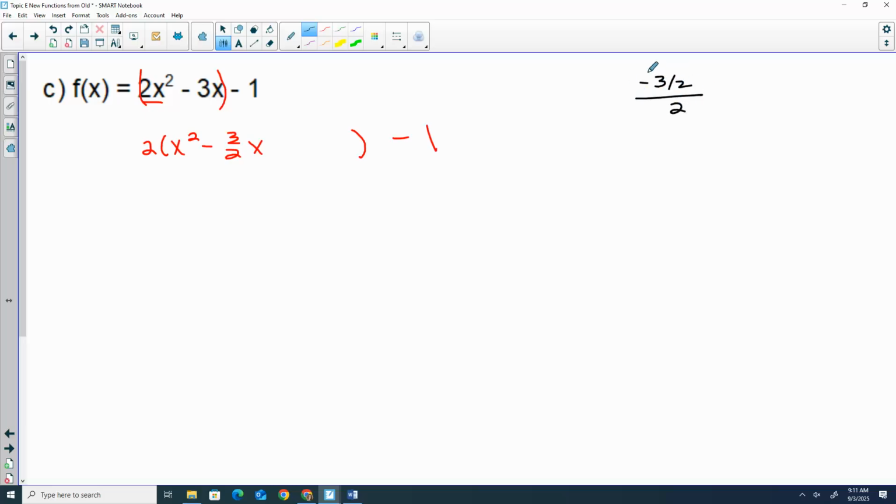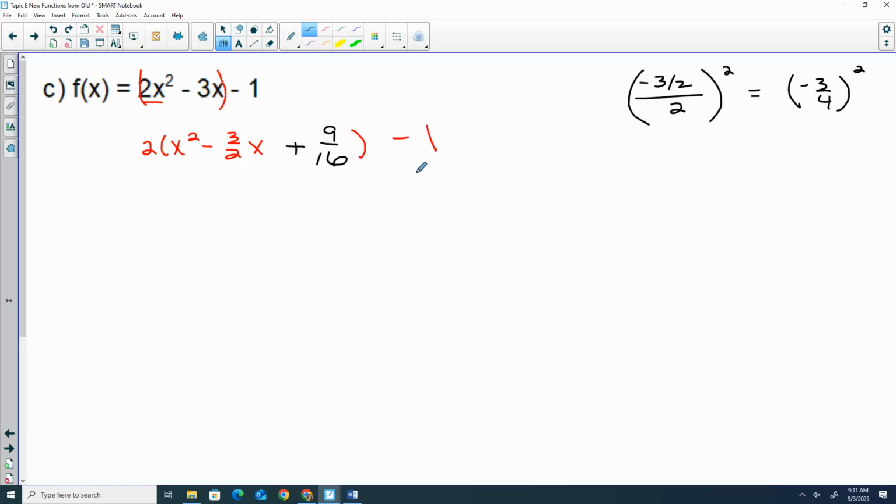We divide that by 2, and we square it. If we divide that by 2, we get negative 3/4. Dividing by 2 is like multiplying by half. So then if we square, negative 3 squared is positive 9, 4 squared is 16. So that's 9 over 16.